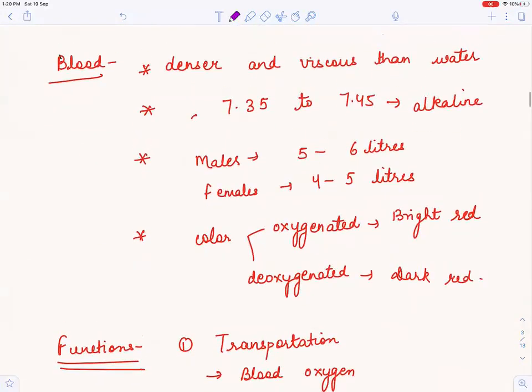Then we saw various characteristics of blood. It is denser and viscous than water. It is alkaline, that is 7.35 to 7.45. And I'm saying, please see in your notes if you have missed anything. In males, it is 5 to 6 liters. In females, it is 4 to 5 liters.